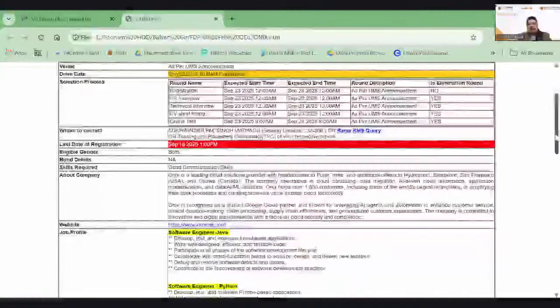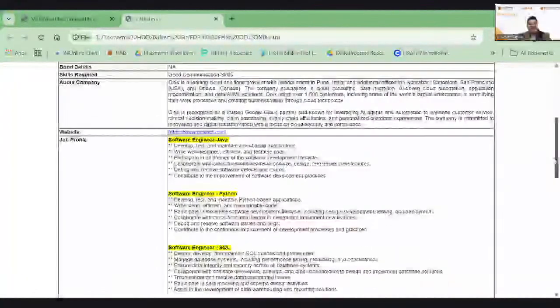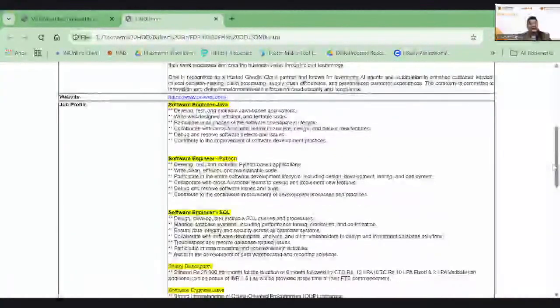So when I was talking about the job description right from the beginning of the session, this is something that I would like all my students over here in the session to focus on. Now, can you see there are multiple profiles which I mentioned over here? Software engineer Java is there, software engineer Python is there, software engineer SQL is there. With every single profile, they have actually mentioned their requirement as well. So I'll pick up one.